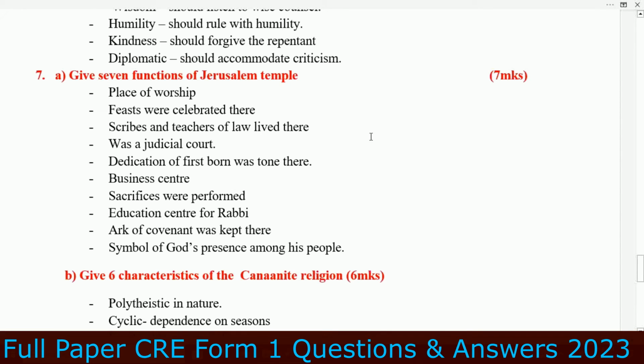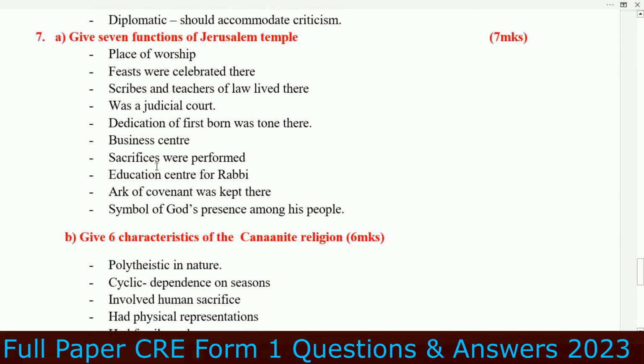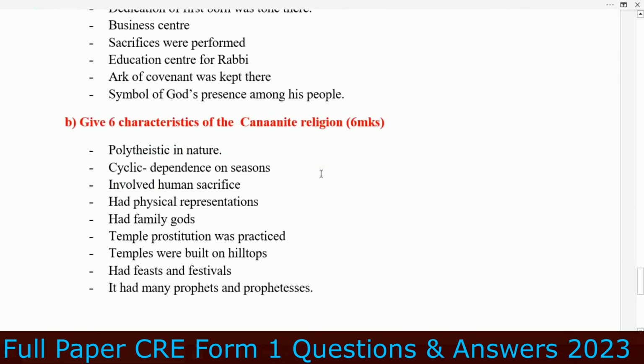7 functions of the Jerusalem temple. It was a place of worship. It is the place where feasts were celebrated. Next, scribes and teachers of the law lived there. It was a judicial court. It was where dedication of the firstborn was done, and there was a business center. It was the place where sacrifices were performed. It was an education center for rabbis. The ark of the covenant was kept there. Then the last one, it was a symbol of God's presence among his people.